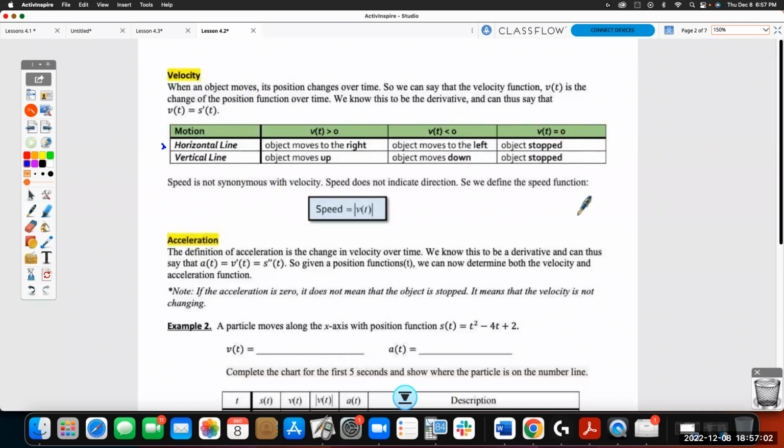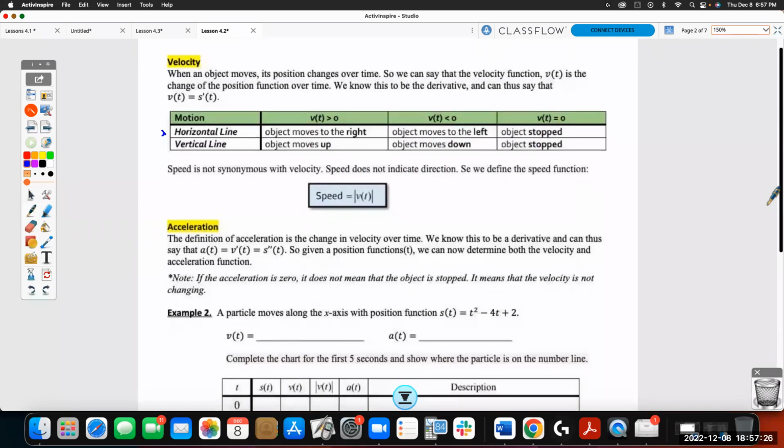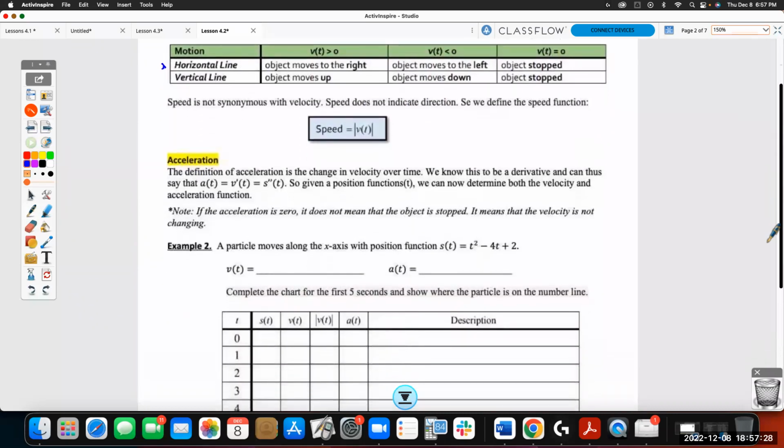Now, we know that speed is not synonymous with velocity. Speed does not indicate direction. And so the speed function is defined as the absolute value of the velocity. Okay, so you need to make sure that you remember how the object is going depending on the sign of the velocity. Now, what about acceleration?